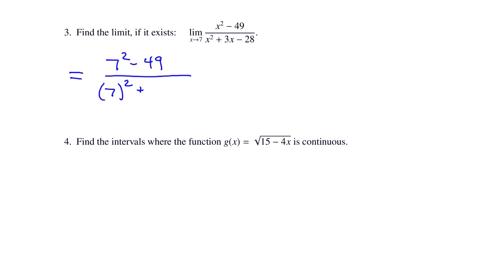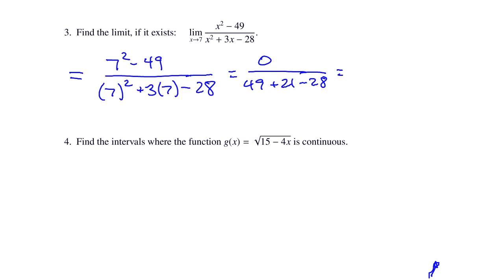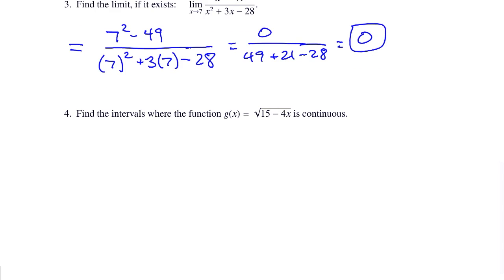Seven squared plus 3 times 7 minus 28. That would be 0 over 49 plus 21 minus 28. The bottom is not going to be 0, it's going to be 42. So 0 divided by 42 is 0. So this one you did not need to factor and cancel. It was going to work anyway.